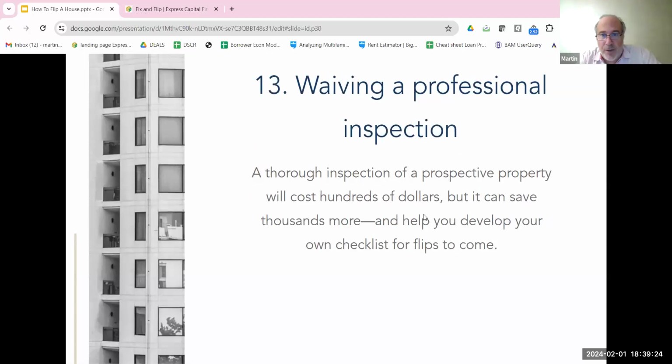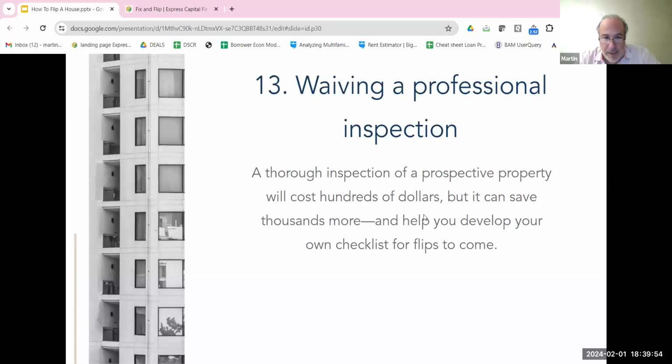Waiving a professional inspection. Very, very important. A thorough inspection of a prospective property will cost you hundreds of dollars. I mean an actual inspector looking at the property, but it can save you thousands of dollars in the long run. Meaning, you're buying a property, you should bring a home inspector to the property. Oh my God, I got 3 offers and now they're accepted. And do I spend a few hundred dollars on each inspector on each house? Well, if you want to save yourself money and headache and protect yourself, I would do it.